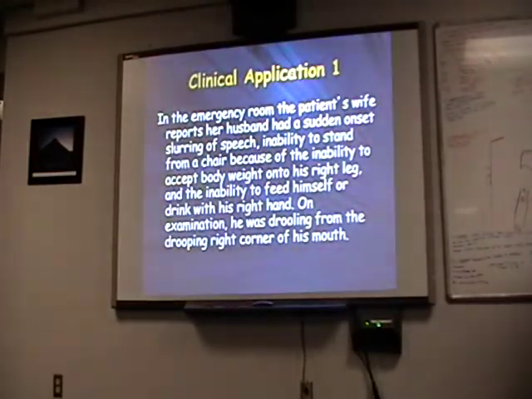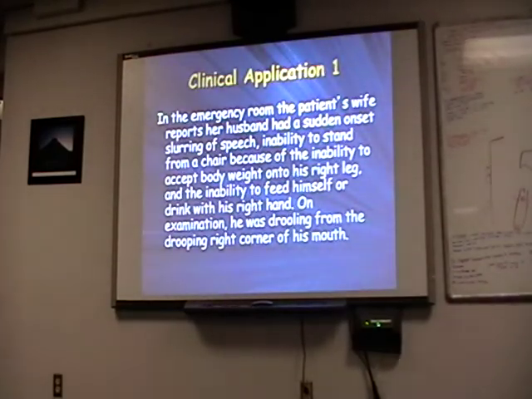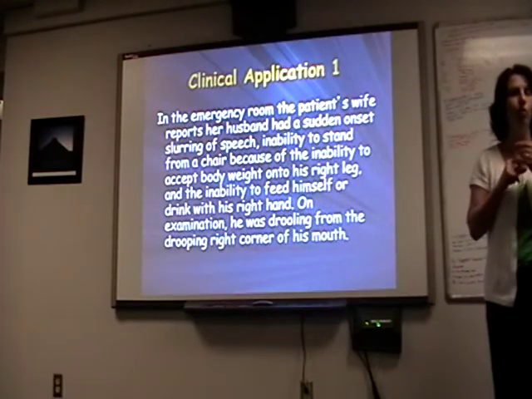We've got a patient's wife who says the husband had a sudden onset of slurred speech, inability to stand from a chair because he couldn't put weight on his right leg, inability to feed himself or drink with his right hand, hold the cup. So his right hand's got some issues, his right leg's got some issues, speech has some issues, and he was drooling from the right corner of his mouth. So what are you thinking? You're thinking stroke. Why are you thinking stroke?